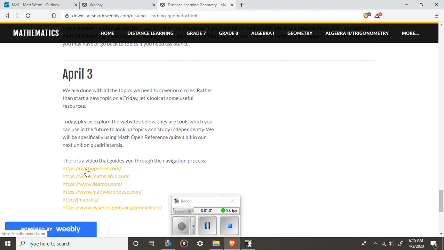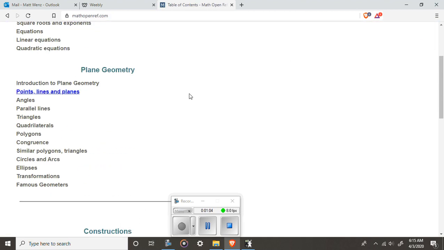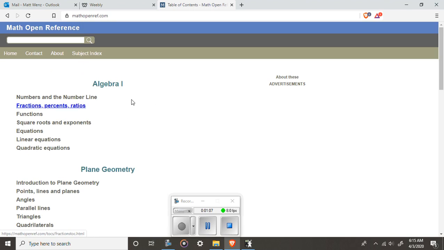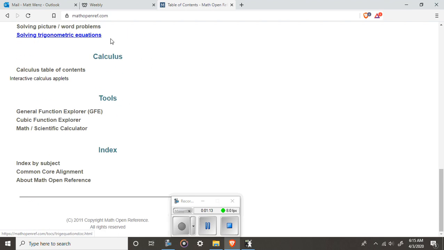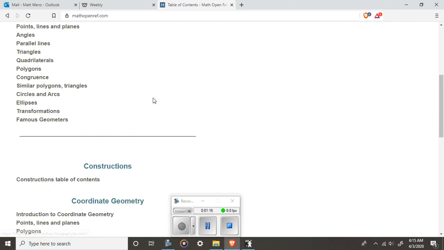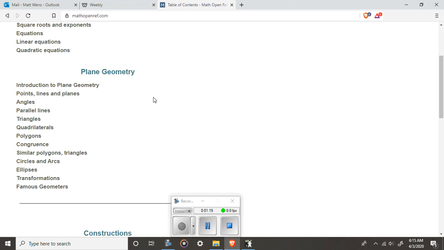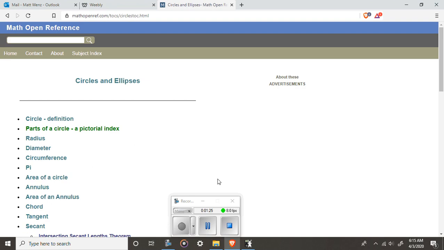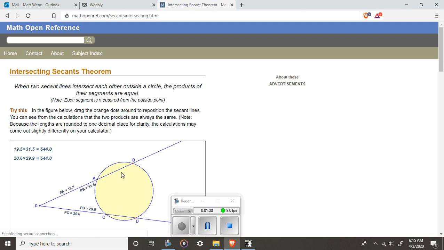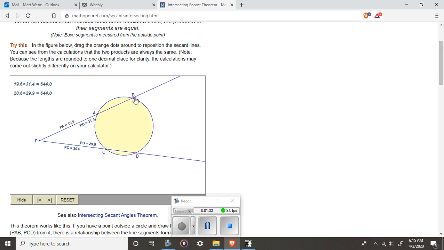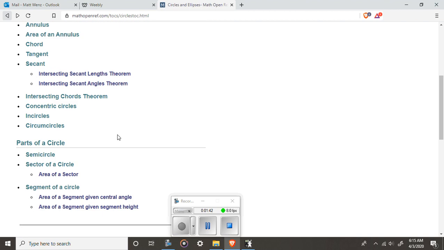Start with a few of these websites. Math Open Reference is a really good one, particularly for geometry. If you notice, there's a very small section for algebra, and then geometry, constructions, trigonometry, a little bit for calculus. It's useful. We've used it in class before. I'll give you guys an example. So we just talked about circles. So plane geometry, circles, and say we wanted to talk about the intersecting secant lengths theorem, which is something we talked about, okay? There's these little interactions that will show you, and you can change these, pretty much how these relationships work. So it is a useful tool.